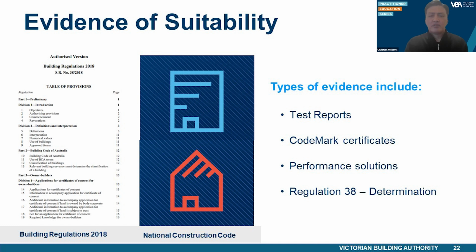Where a performance solution relates to a fire safety performance requirement, the RBS must not determine that the performance solution complies unless they hold a specific qualification, rely on a report from the Chief Officer, rely on a code mark or BRAC certificate, or a certificate from an engineer or other building surveyor that does hold the qualification as required under Regulation 121. Despite relying on one of these provisions, the RBS must still make a determination in accordance with Regulation 38. This is because the RBS must record the basis on which they have determined that the performance solution complied with the relevant performance requirements.